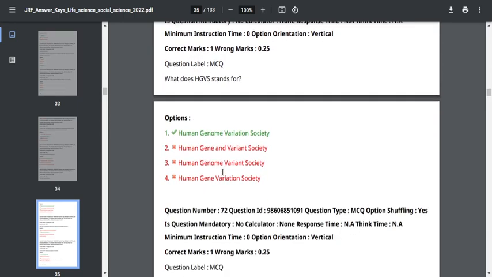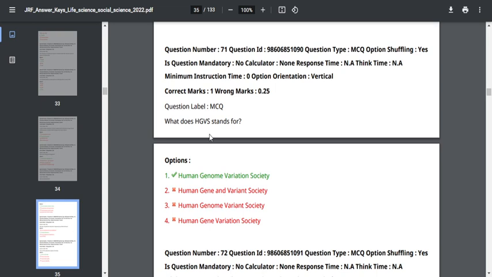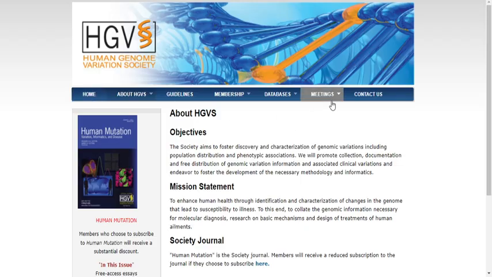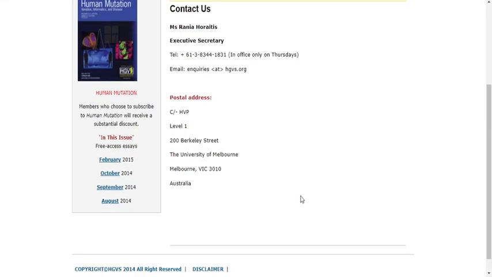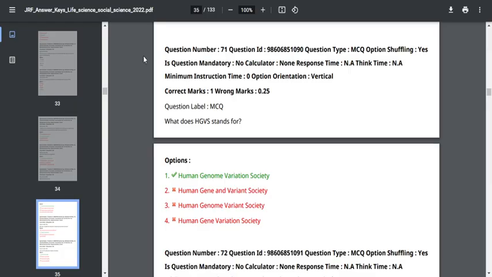Okay. Next, what does HGVS stand for? It is the Human Genome Variation Society. Here you can see that this particular society is present in Australia.